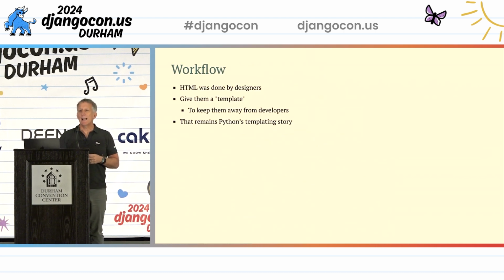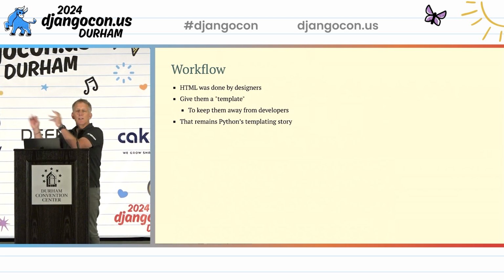And the workflow back then is kind of the center to what I'm trying to pitch you on here. The workflow back then was there are designers, there are developers. The developers want to keep the designers as far away as possible. So we're going to give them this pretend thing called a template, and they can't possibly mess us up. And in my opinion, that remains Python's templating story circa 2006 and forward.